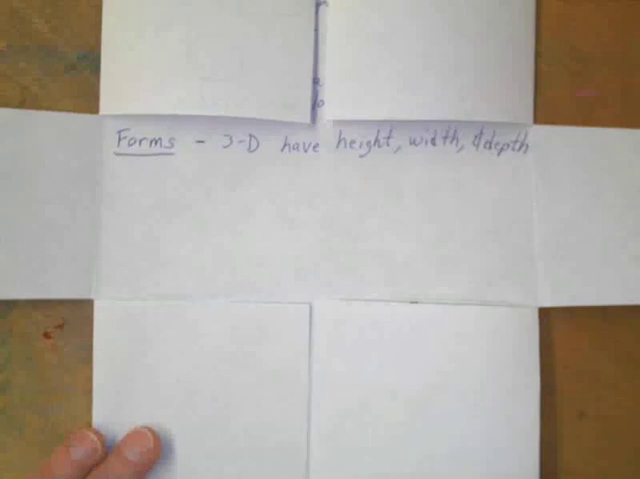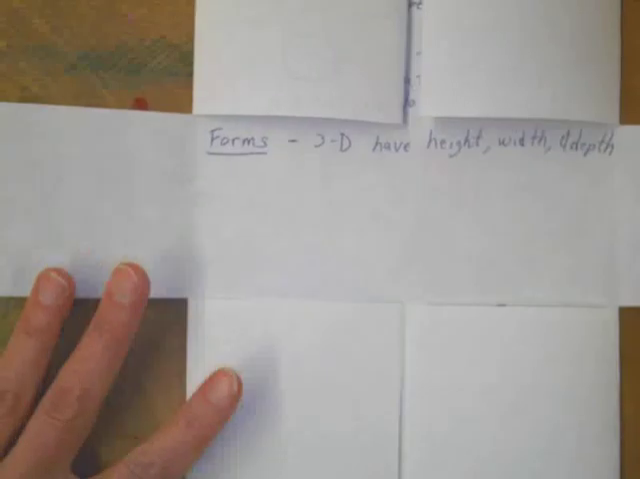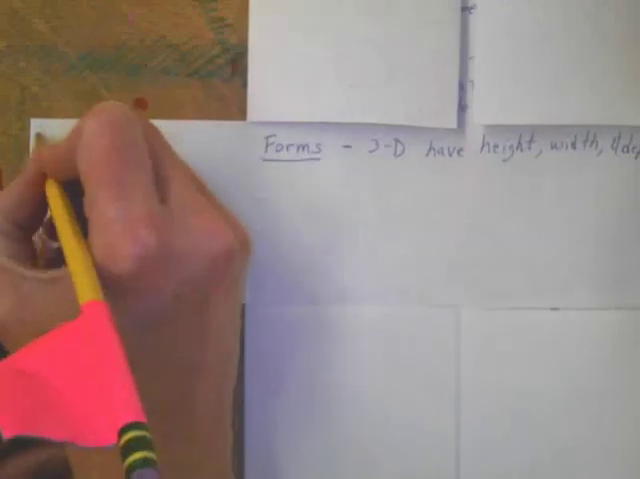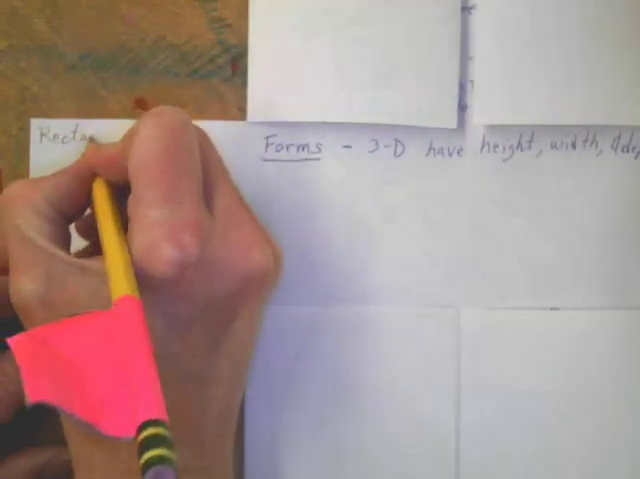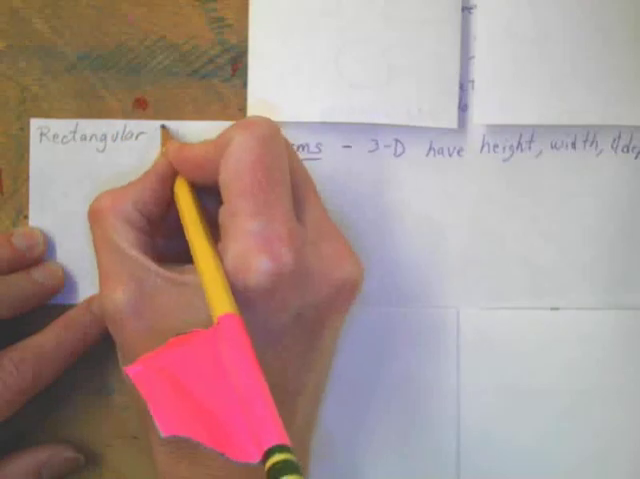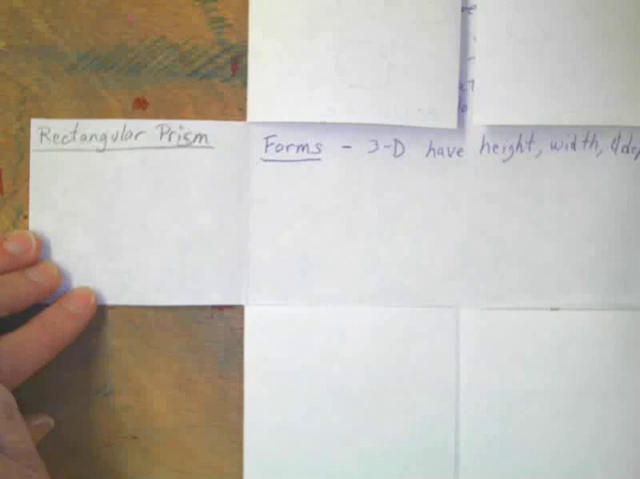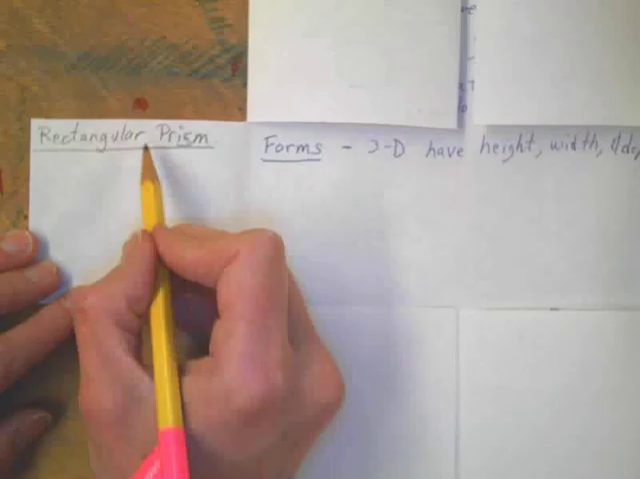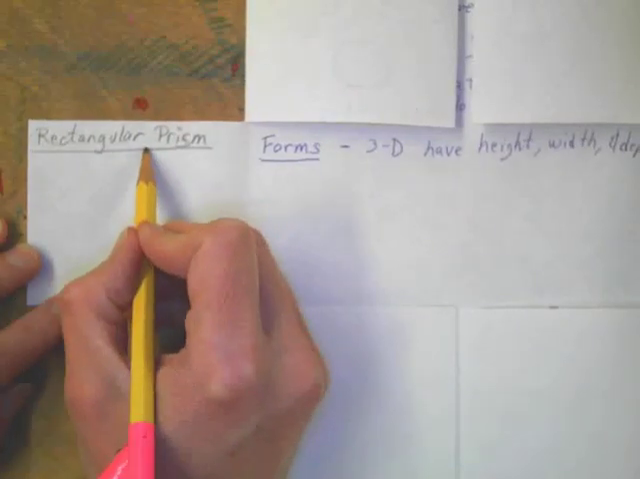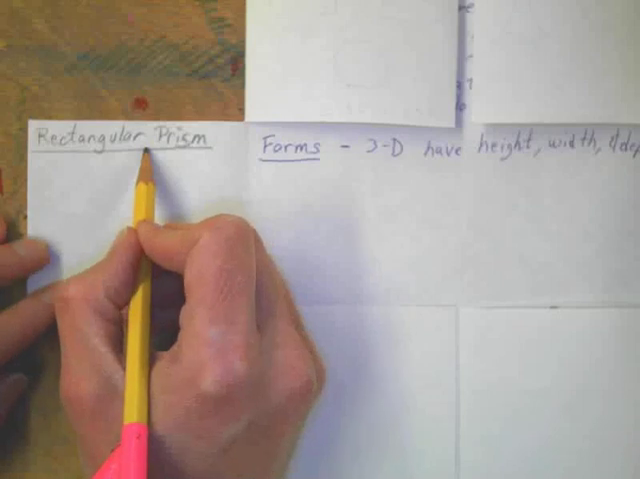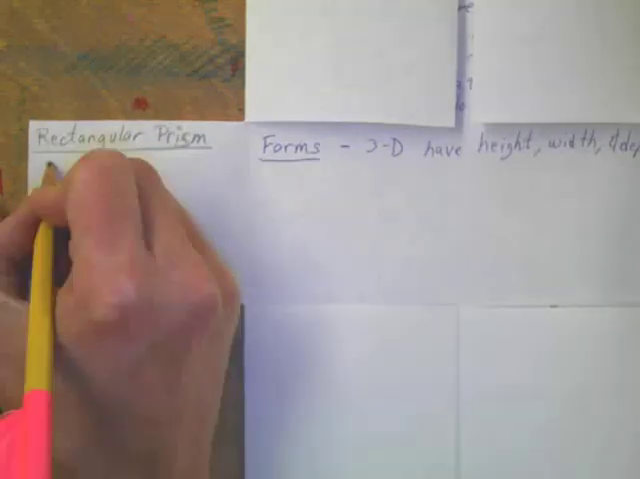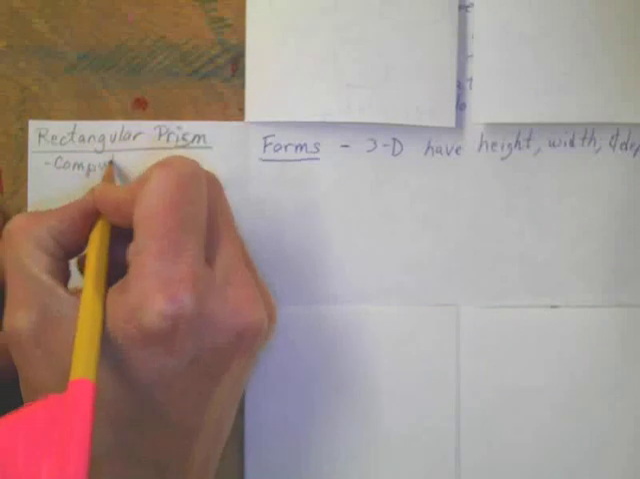So on forms, we have several that we're going to draw. Let's switch to pencil. First one we're going to do is a rectangular prism. A rectangular prism is a box. So first thing I want you to do is write down 3 examples from real-life objects of rectangular prisms. I'll give you one. Computer screen.